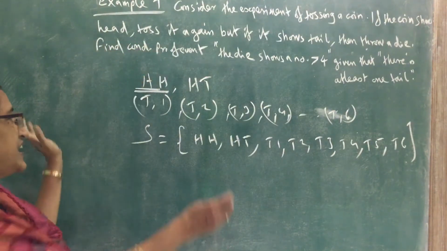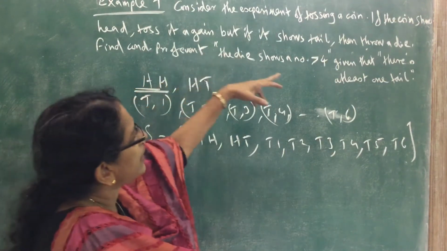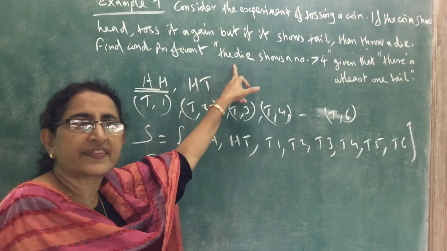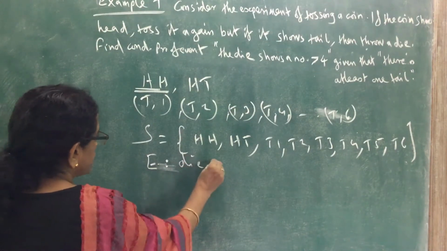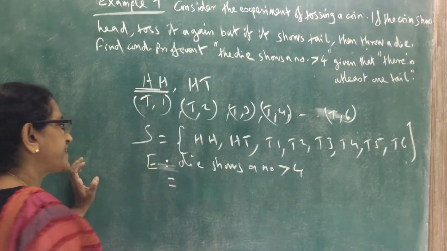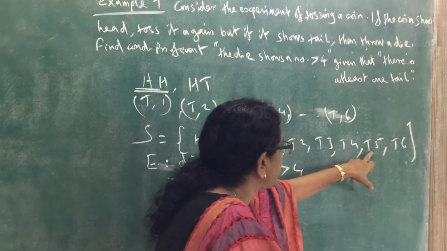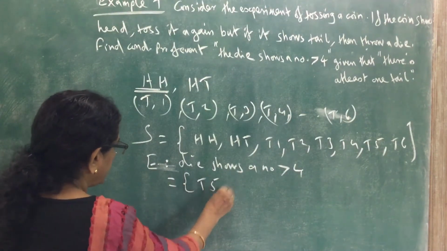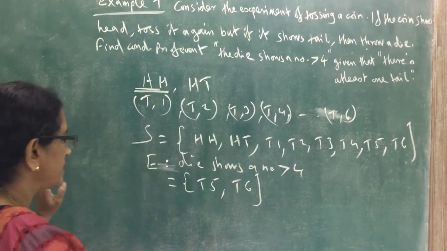Then find out what is E. What is the event E? Find the conditional probability of the event that the die shows a number greater than 4. What are the elements? Die shows a number greater than 4: T5 and T6. Only these two cases. Now what is F?